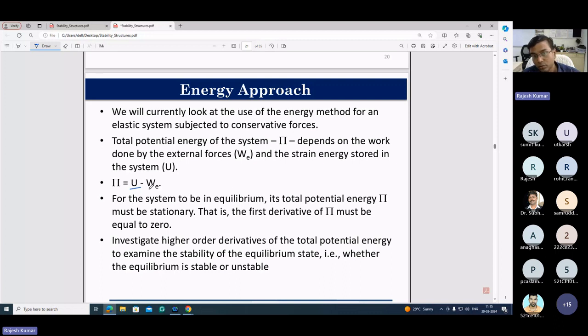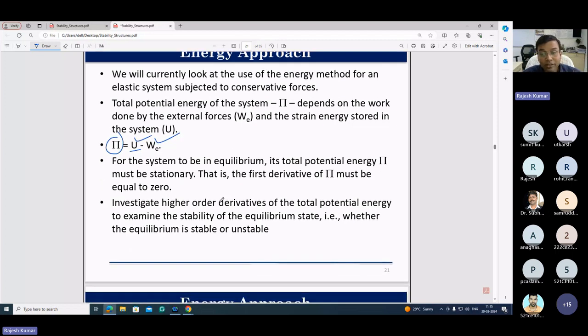What is the work done? This work done is negative, work done on the system. That's why it is negative. The total potential energy will be equal to the strain energy of the system minus the external work done. Please try to find the total potential energy, and this total potential energy of the system must be stationary. For that, the first derivative of pi must be equal to 0.